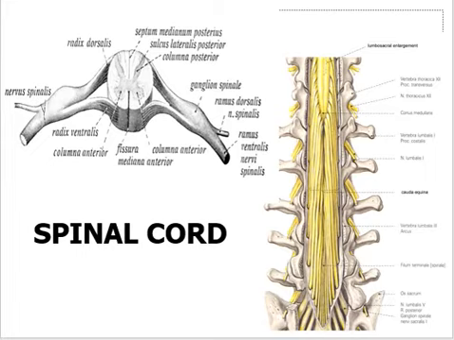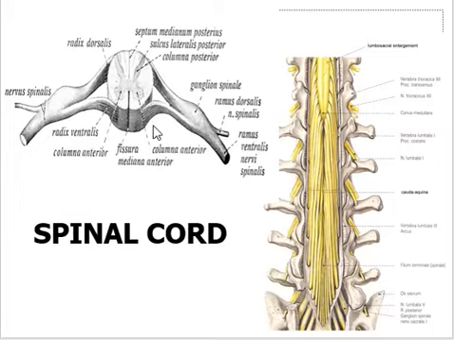Next we are coming to the conus medullaris as well as the filum terminale. Below the lumbar enlargement, the spinal cord rapidly narrows into a cone shape. Its termination is called the conus medullaris. Next we see a slender non-nervous filament called the filum terminale, which extends from the conus medullaris downwards to fuse with the dural sac at the level of the second sacral vertebra.